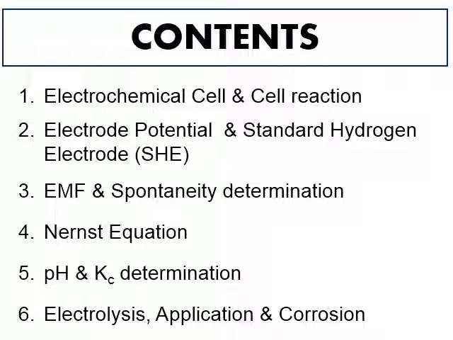From the Nernst equation we have to determine the pH, the concentration, and also the Kc. Right, and then last but not least, we're going to learn a bit on electrolysis and also its application in batteries, in electroplating, and also in corrosion.